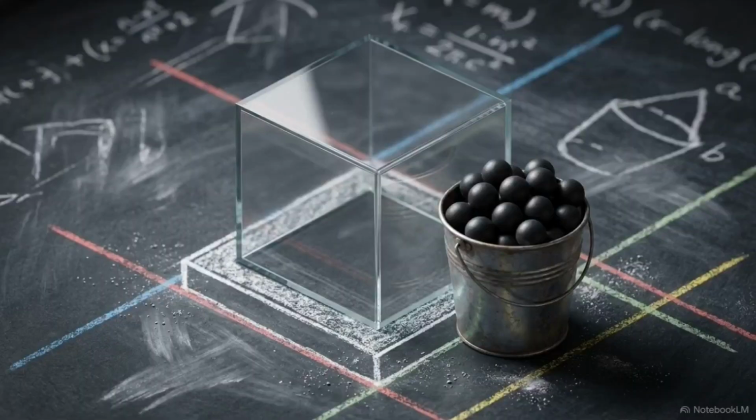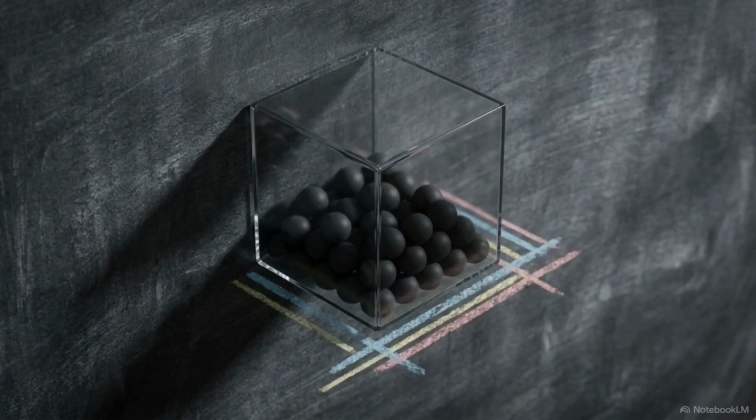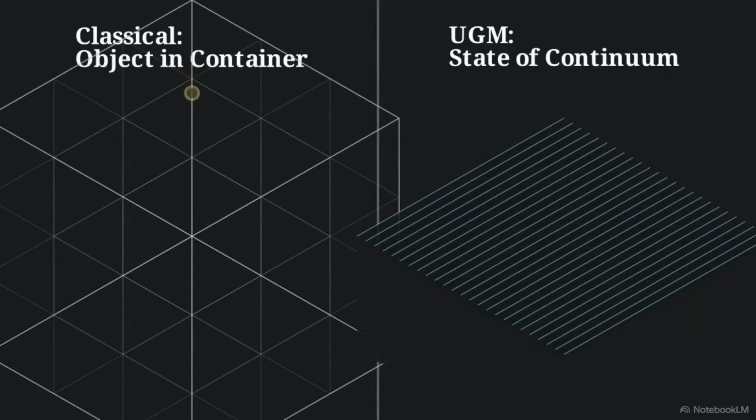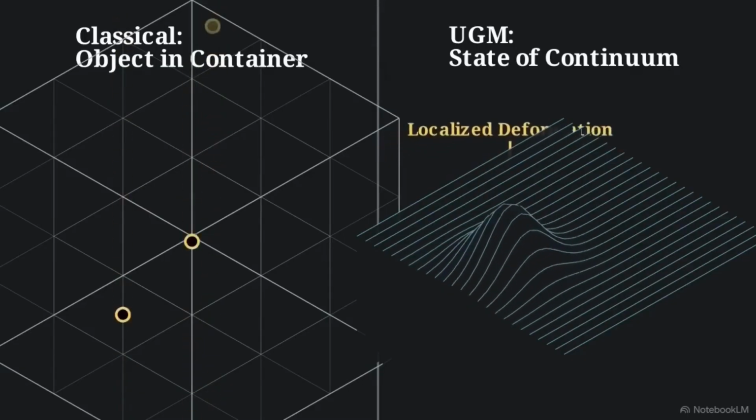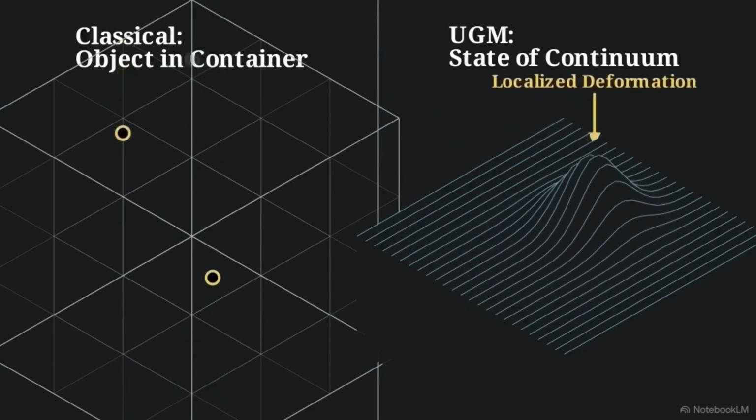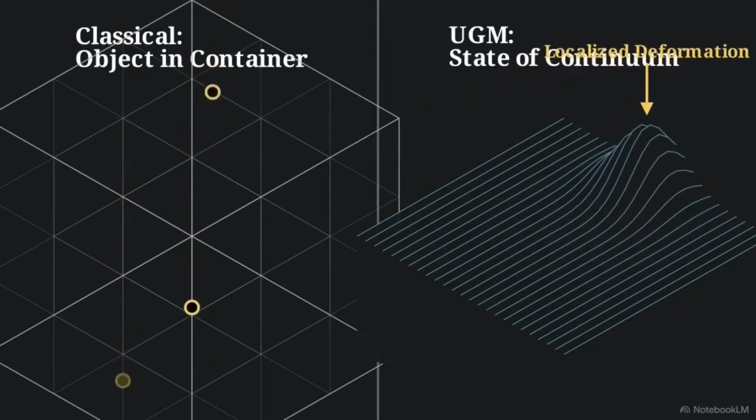Classical mechanics traditionally builds reality by taking an empty, four-dimensional relativistic manifold and inserting independent point particles into it. The container is assumed to exist first, and the objects are added later. Universal grid mechanics, or UGM, rejects the empty container entirely. It grounds reality in a persistent, physical space continuum. Nothing is inserted. Everything is a localized deformation of this topological substrate.